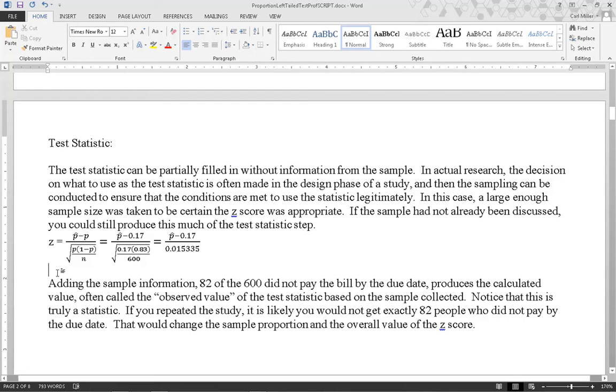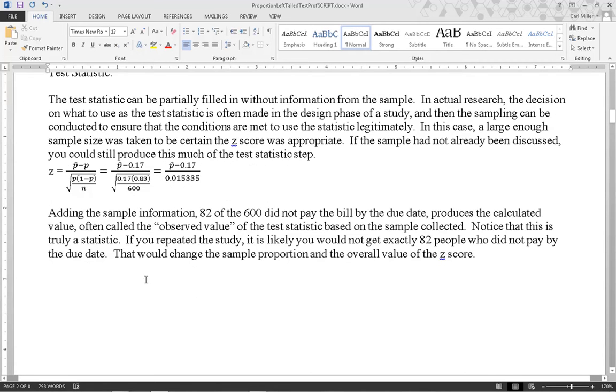Adding the sample information, 82 of the 600 did not pay the bill by the due date, produces the calculated value for Z, often called the observed value of the test statistic, based on the sample collected. Notice this truly is a statistic. If you repeated the study, it's likely you would not get 82 people who did not pay by the due date. That change in number would change the sample proportion p hat, which would also change the overall value of the z-score.